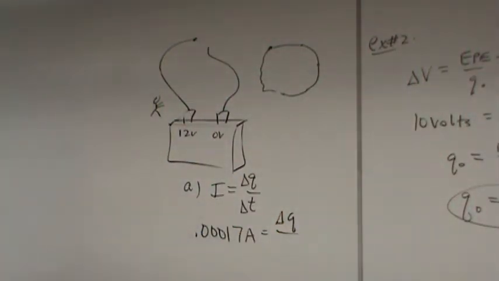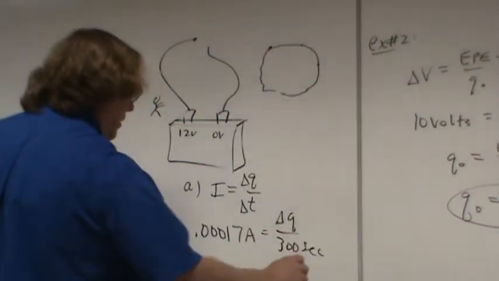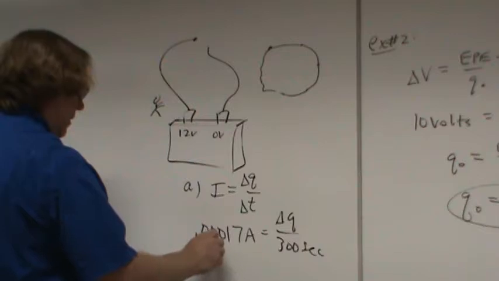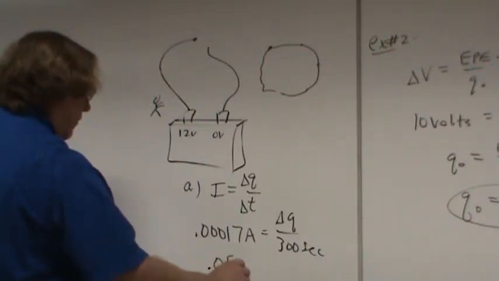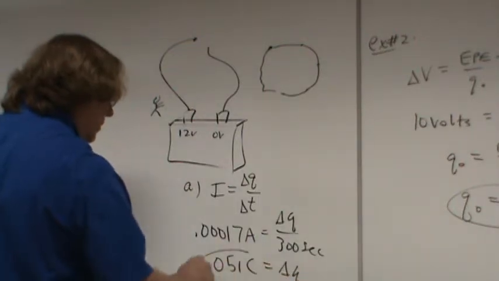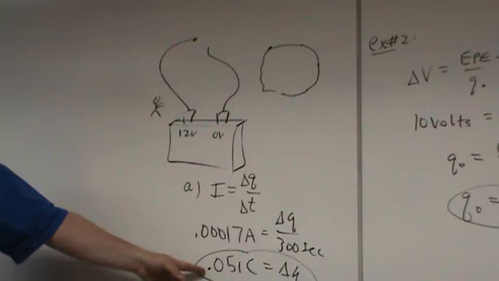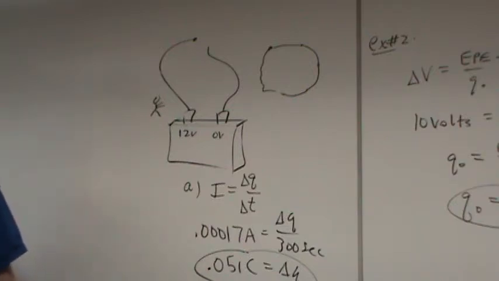Because amps is in coulombs per second, those 5 minutes, am I going to have to convert those to seconds? Yeah, absolutely. So 5 minutes is 300 seconds. So 300 times that is, I got 0.051 coulombs equals the amount of charge. How many people got 0.051 coulombs? Like 6 of you. Any questions or problems on that?